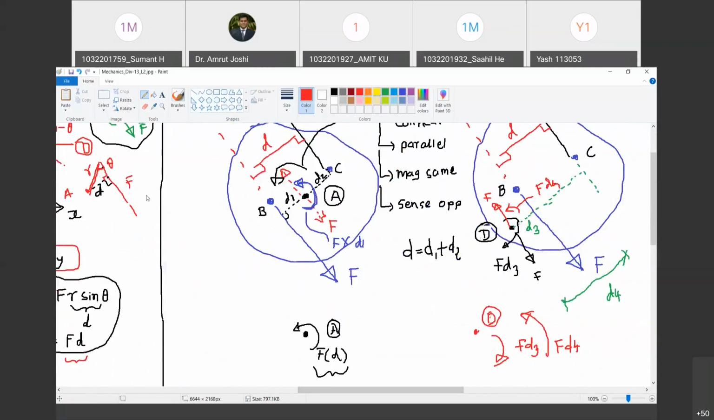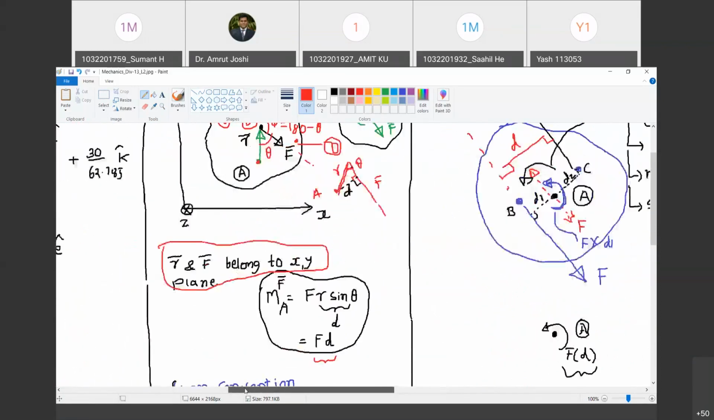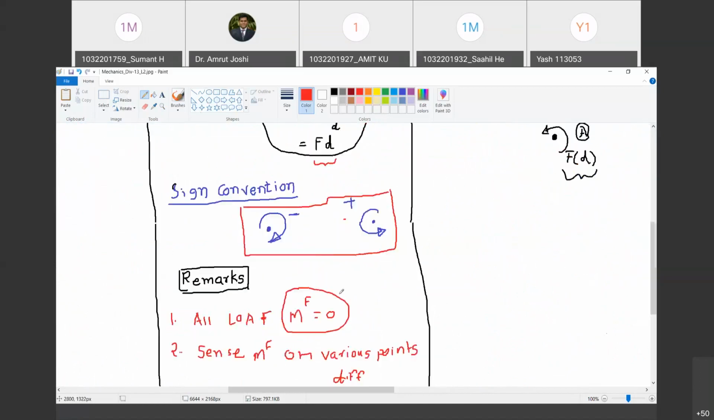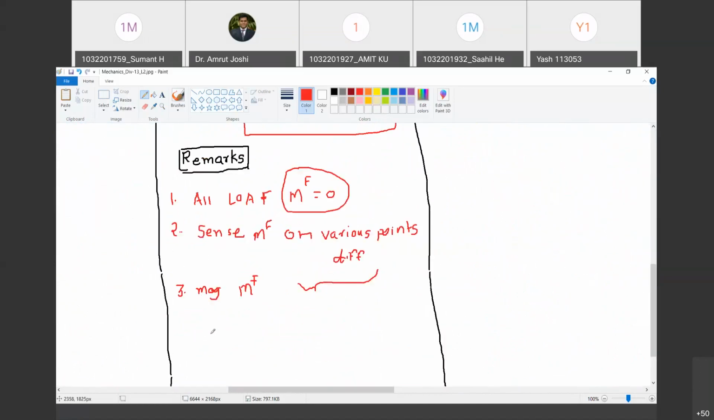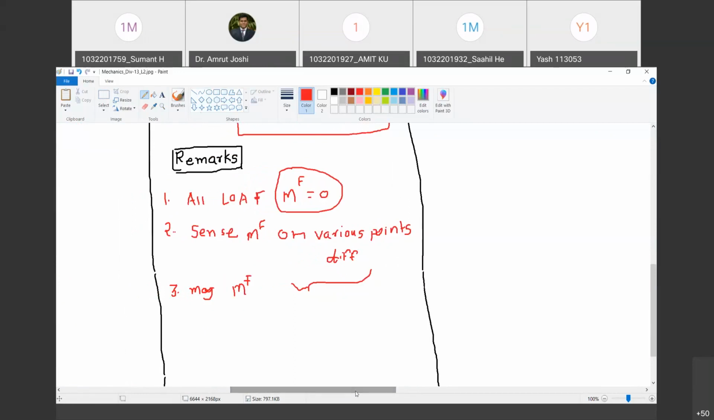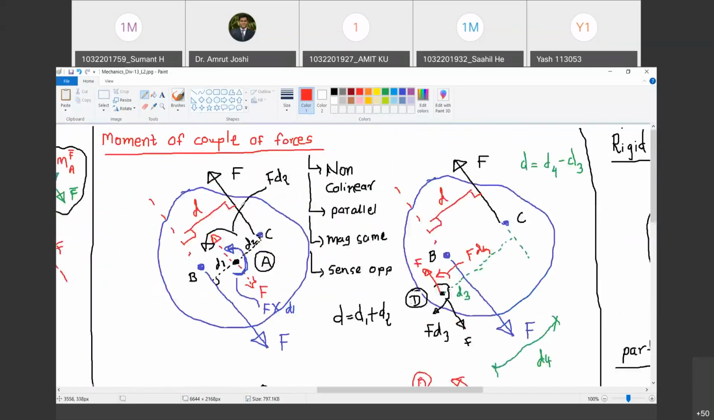So how is this moment of couple of forces different from moment of a force? All four remarks will have a corresponding remark here. All points along the line of action of force experience zero rotation, zero moment. This is for moment of a force. That is not the case here. Even if I consider a point along the line of action of one of the forces, it will experience moment due to other force. Do you agree with me? Yes, sir. So therefore, the first remark doesn't hold good here.